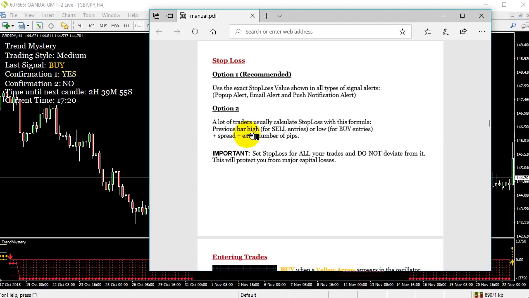Option two, a lot of traders usually calculate stop loss with this formula, the previous bar high or low, plus an extra number of pips. I'm going to help you out with that one a little bit. One of the best ways that I've ever found, if you're going to use something in option two, the extra number of pips and previous bar high. This is fine, but what is the extra number of pips, right? Who knows. One of the best ways to do it is use the ATR values, ATR of 14, and you can either use 1x ATR for your stop, 1.5x ATR.